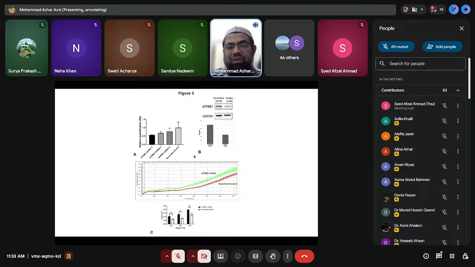Then we used the shRNA to knock down the ADP8B1 gene. Once we knock down the ADP8B1 gene, what will happen? It's a tumor suppressor gene. If you knock it down, what will happen?